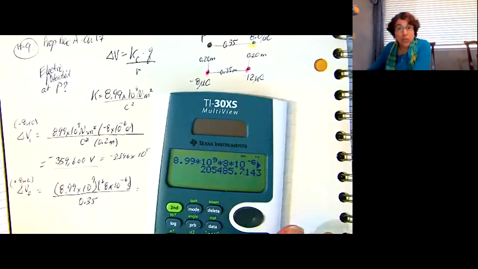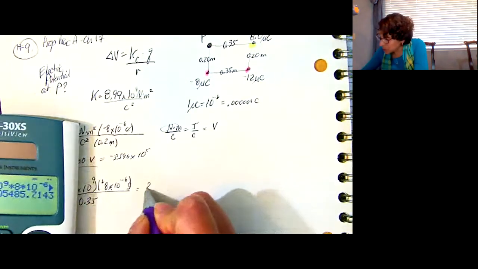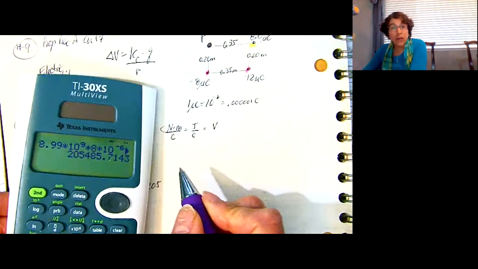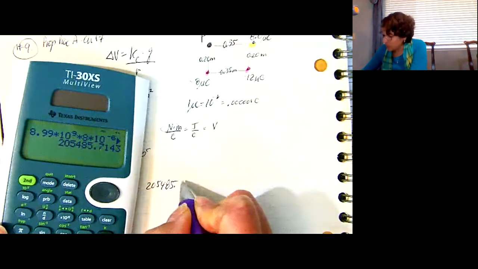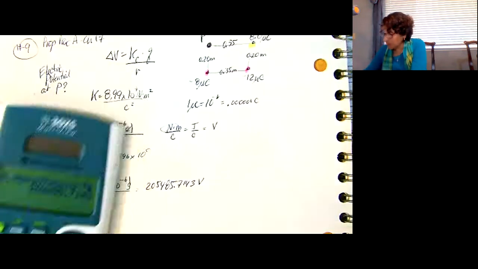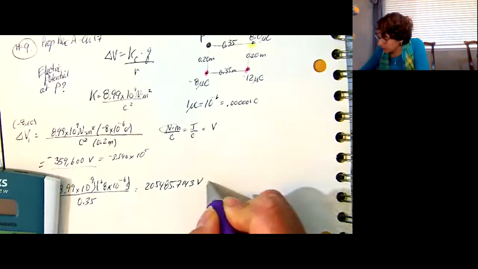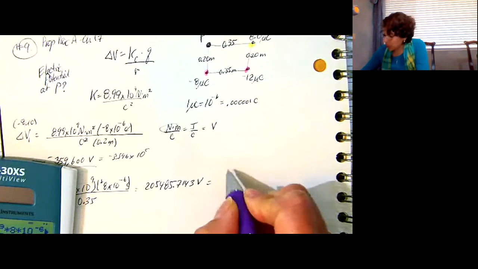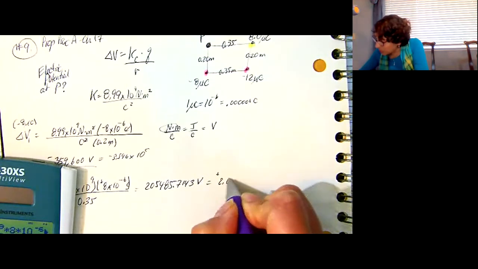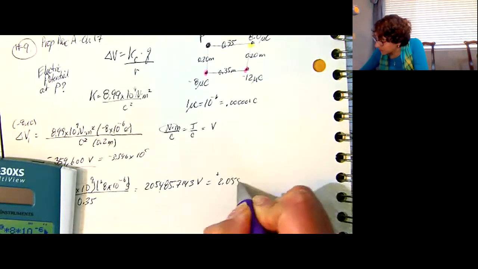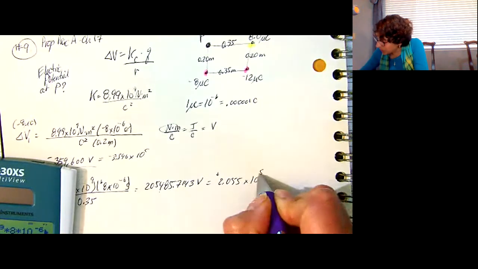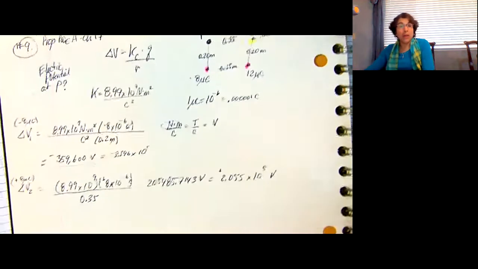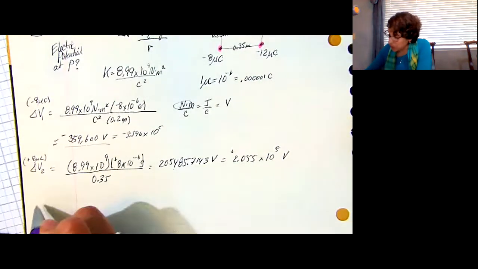I have 205,485.7143 volts. And if you wanted to do that in scientific notation, I have 2.055 times 10 to the 5th volts. Okay, that's my second one. Now I do the next one.